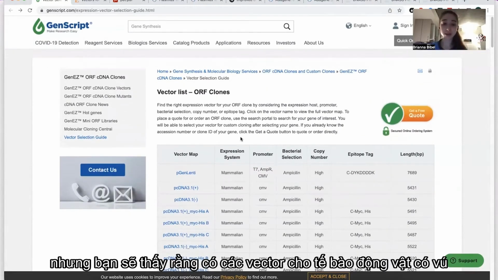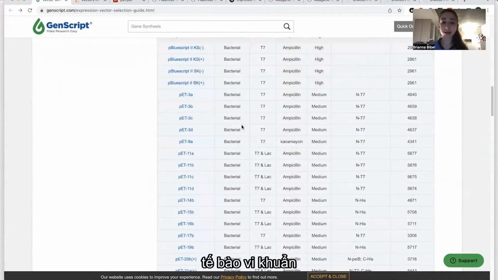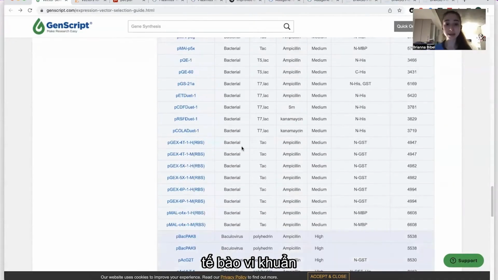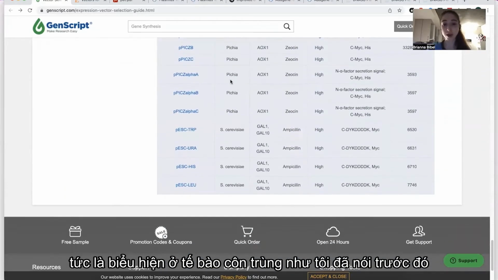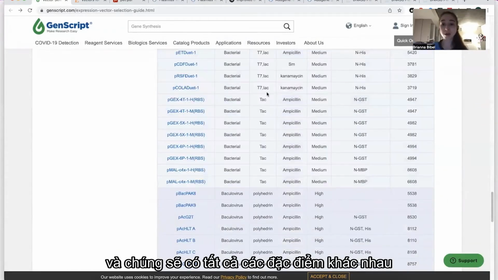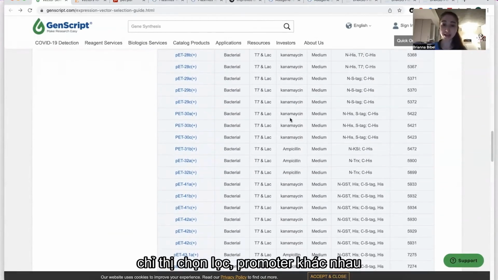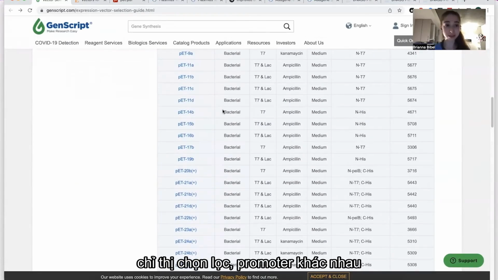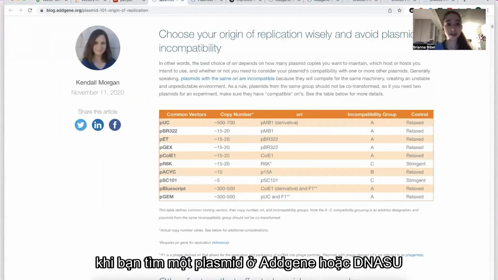But you'll see that there's going to be vectors for mammalian cells, bacterial cells, yeast cells, baculovirus, so insect cell expression, as I've talked about before. And they're going to have all of these different features that we'll get into, things like tags, selection markers, different promoters.